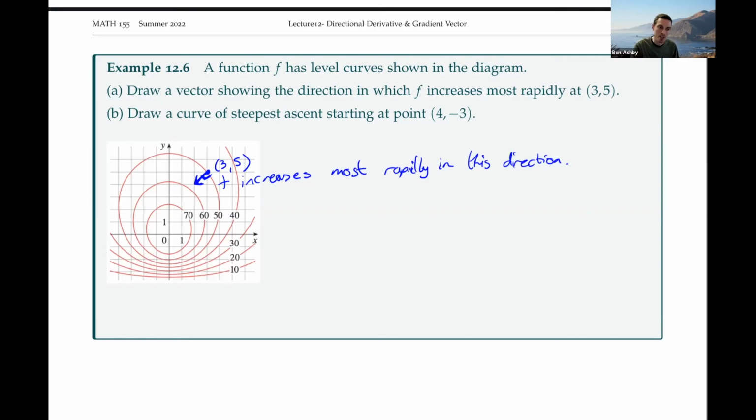How about the second part then? We're asked to draw a curve of steepest ascent starting at point (4, -3). So where's the point (4, -3)? It's down here. So how do we draw the curve of steepest ascent?